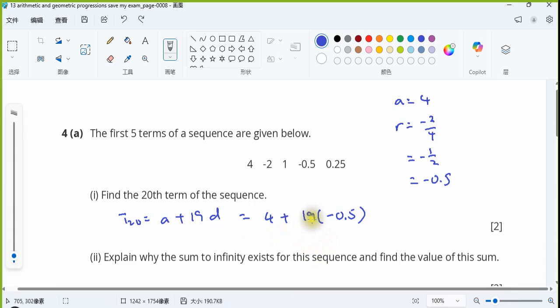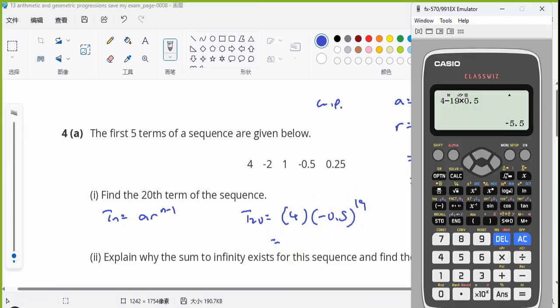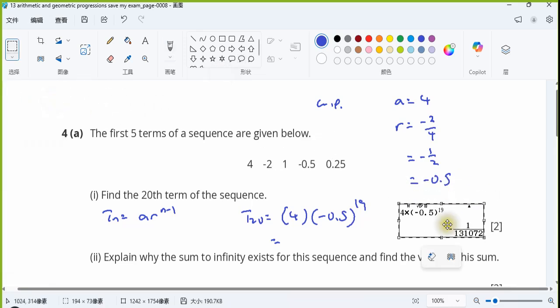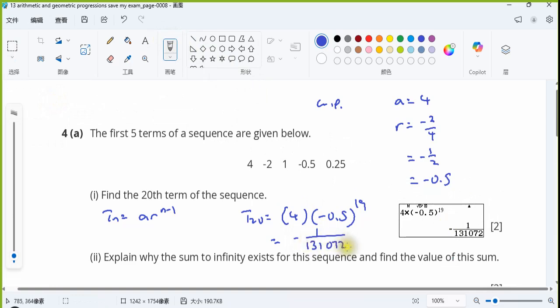No, wait, this is the GP, the geometric progression. So Tn is a r to the power n minus 1. So the 20th term will be 4 times negative 0.5 to the power of 19. Then this will be the answer: negative 1 over 131,072.